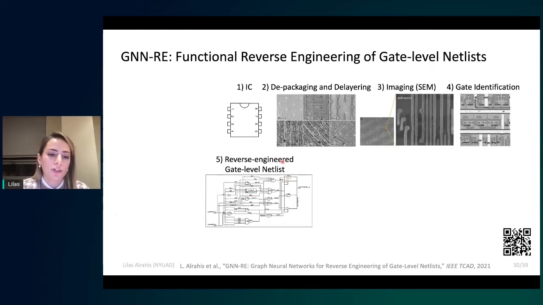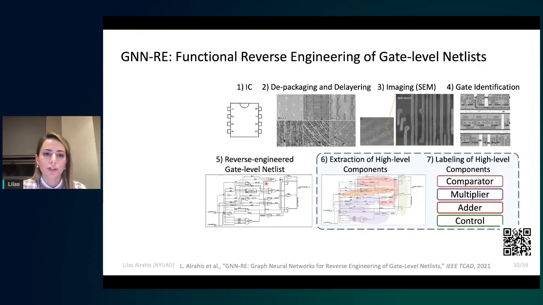Now, getting this reverse engineered gate level netlist, this will be a sea of gates. It is a flattened netlist. It means there's no hierarchical information. It is difficult by looking at the netlist to infer what type of subcircuits exist in it and what is the functionality it is implementing. And figuring out these high-level components in a circuit is what we call functional reverse engineering, which is what we are specifically interested in. So we propose a GNN-based platform to do this functional reverse engineering for us.